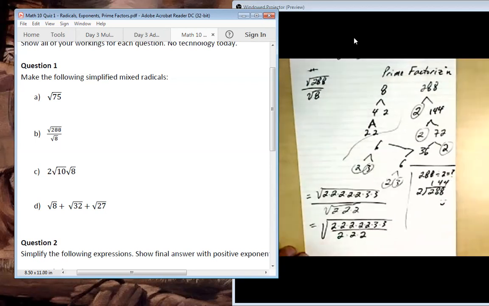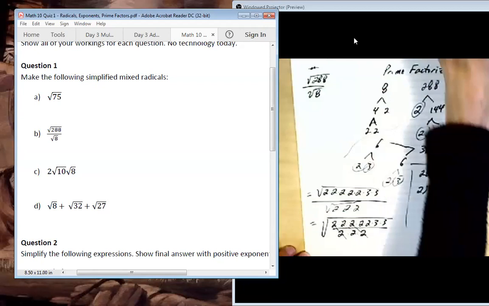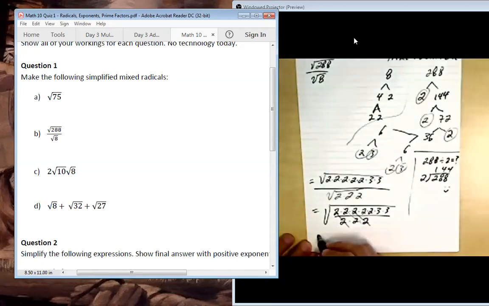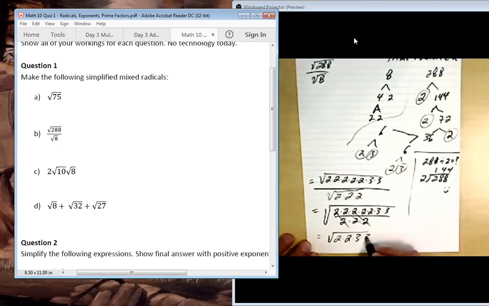Okay. Notice now what we can do with these 2s. Those can divide out. Those can divide out. These can divide out. And what are we left with? 2, 2, 3, and 3.